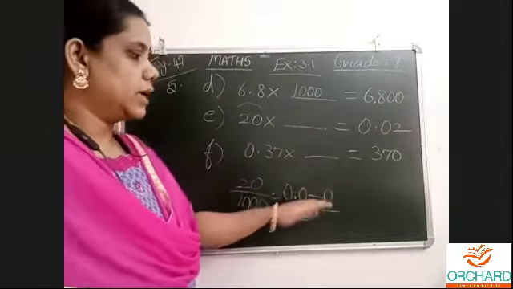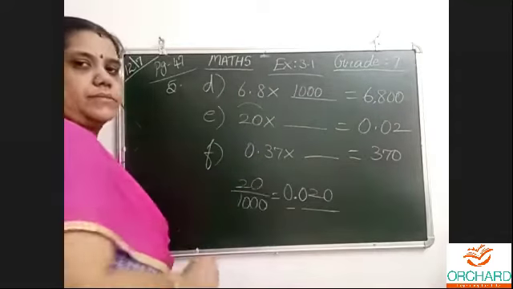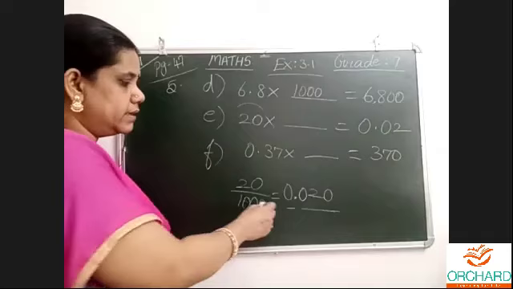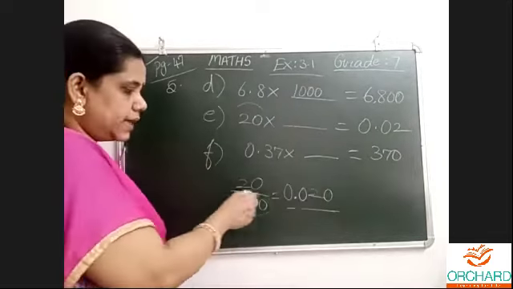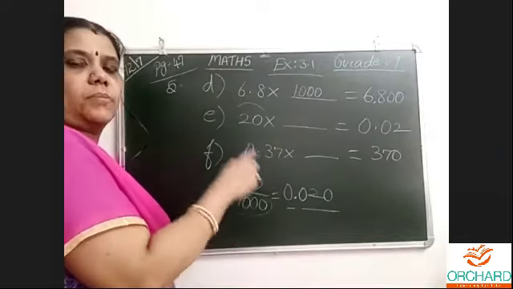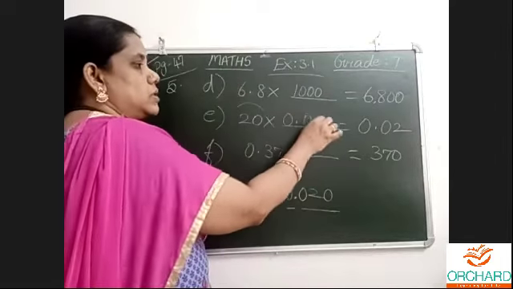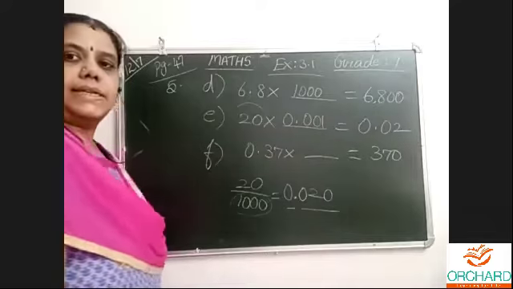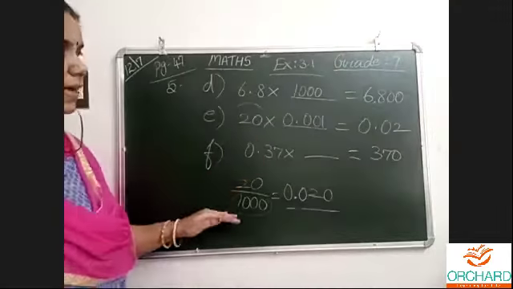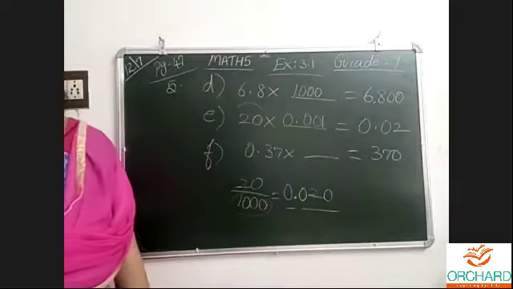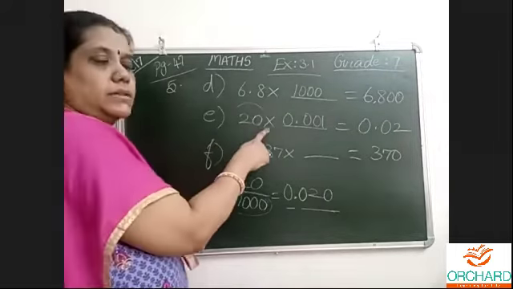0.020, that is what they gave. I understood. They have given this 20. They are asking this, multiplied by what? This is dividing by 1000. So multiplying means what to write? 0.001. Multiplication we should mention like this, because we divide and get the answer. So 0.001. Understand the question.